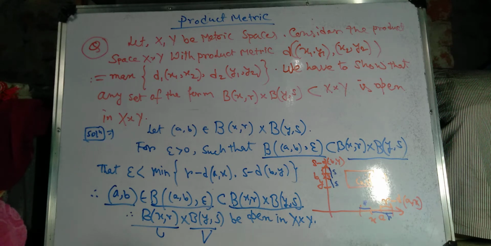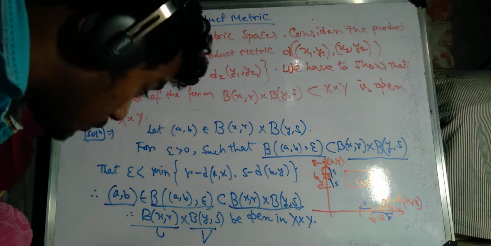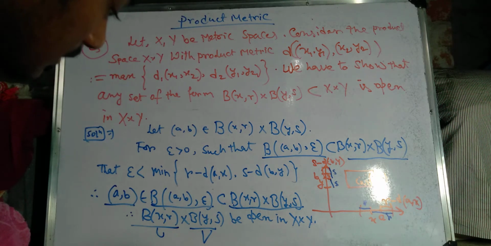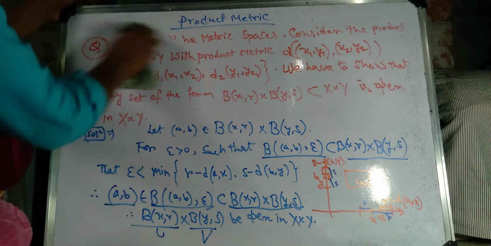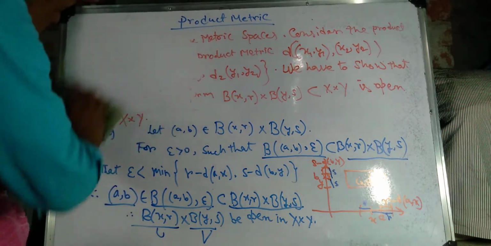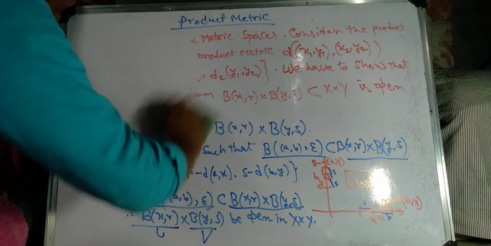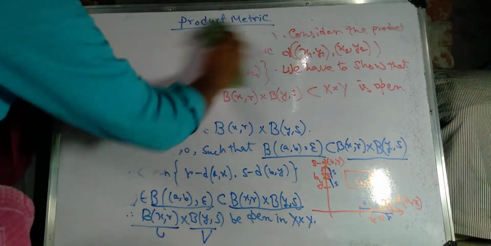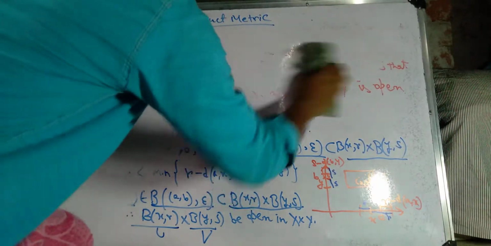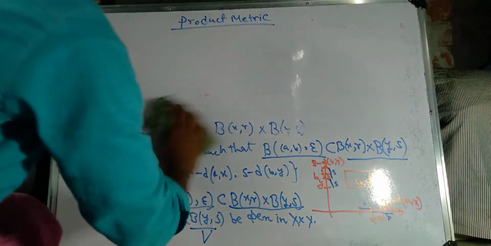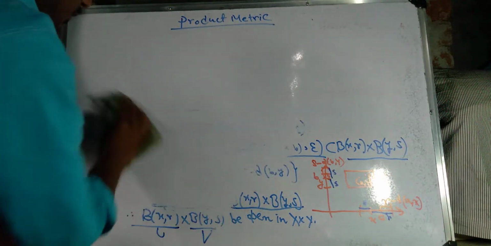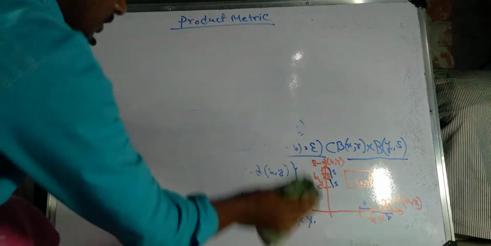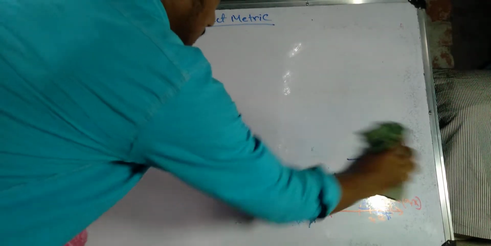So U cross V, if we construct U and V, let U be any open set in X and V be any open set in Y, then this one is done. But we write it. Okay, this one I understand, we understand also. Now we're going to further discussion.